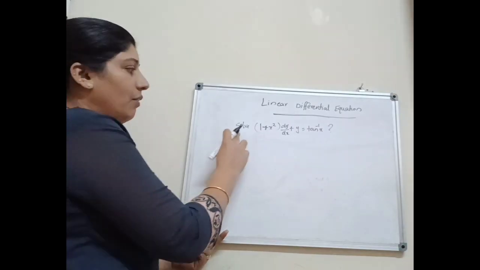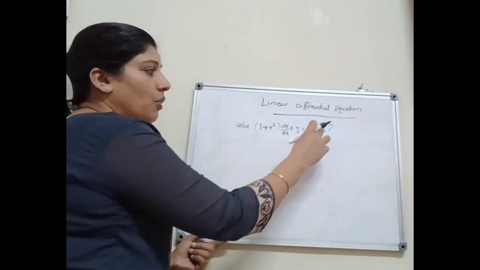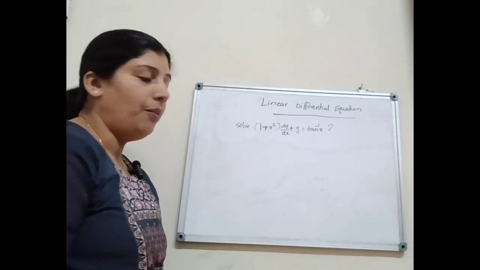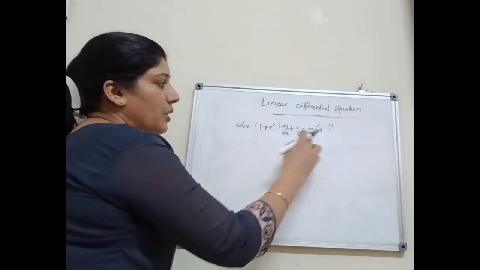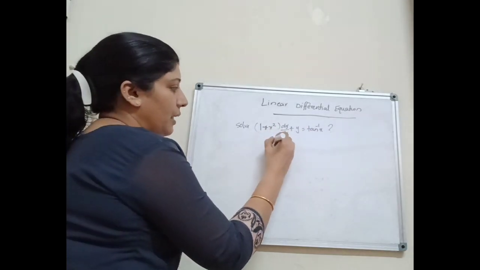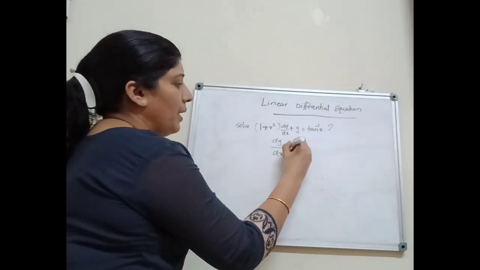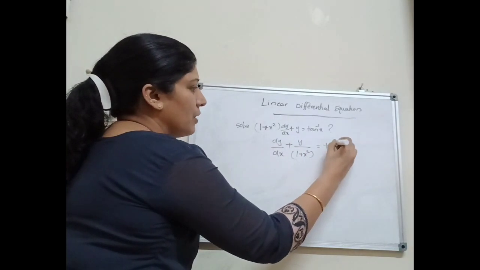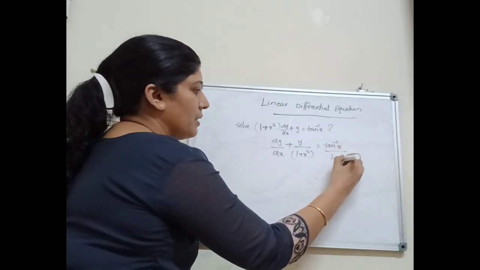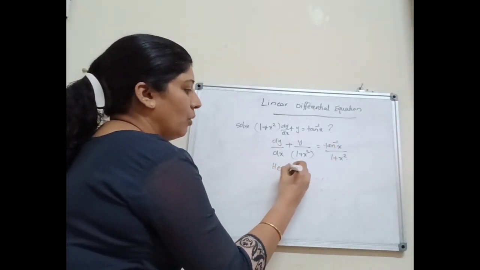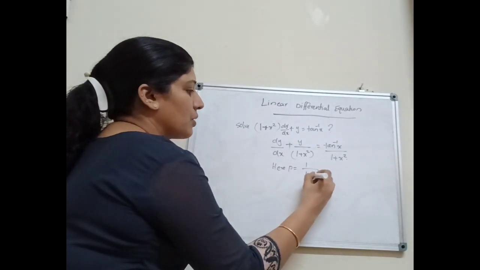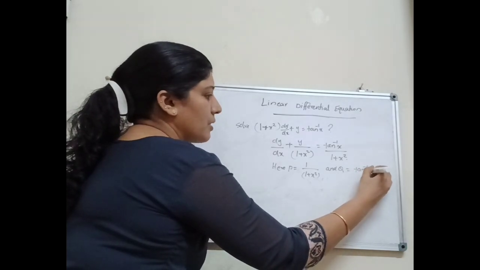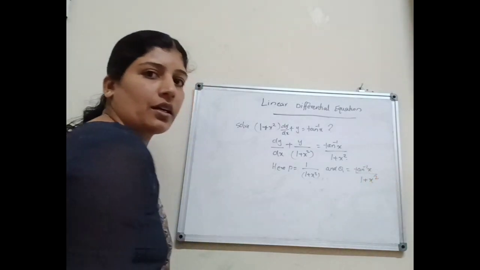Next question. Solve (1 plus x square) dy by dx plus y equal to tan inverse of x. First, we have to change this into a linear differential equation form. Therefore, here we have to divide this equation by 1 plus x square. That is dy by dx plus y by (1 plus x square) equal to tan inverse of x divided by (1 plus x square). Here, p equal to what? 1 by (1 plus x square) and q equal to tan inverse x by (1 plus x square).